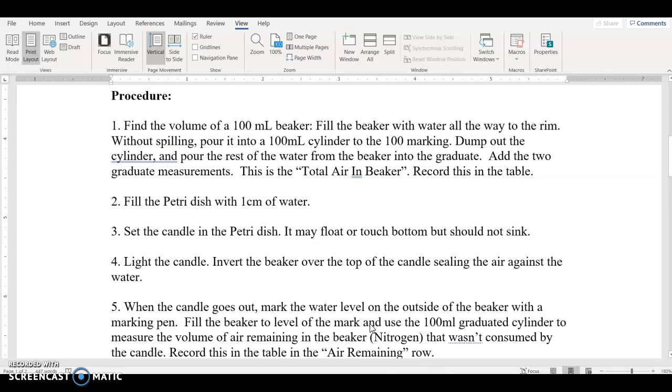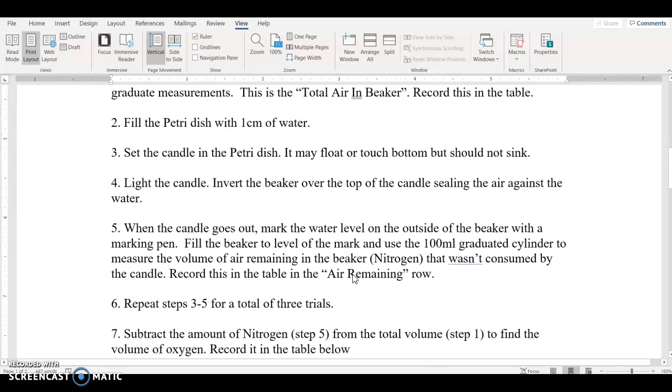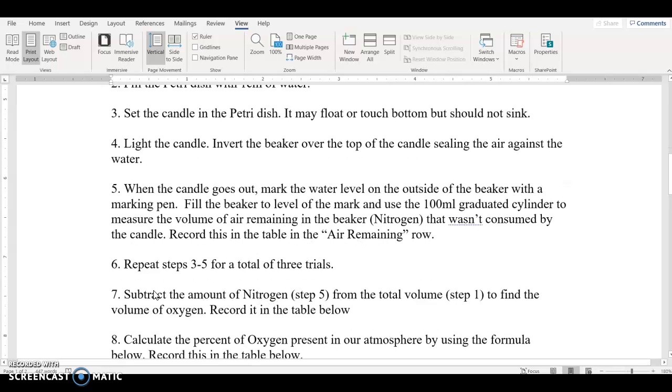And we will record that in the table in the air remaining row. Okay, we're going to do the same thing two times over, so for a total of three trials. Once you do that, it tells you to subtract the amount and calculate, but I've set up the data table so it'll do it for you. Just make sure you're only filling out the yellow spots or yellow cells on the table. Don't mess around with the black cells. The black cells will change as you add stuff into the yellow cells.